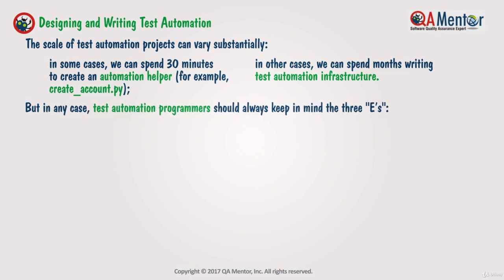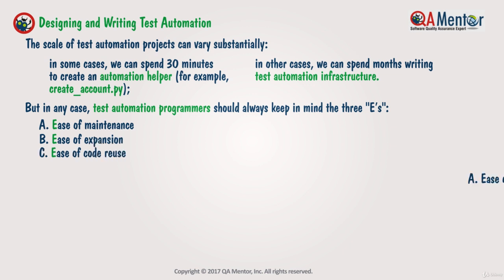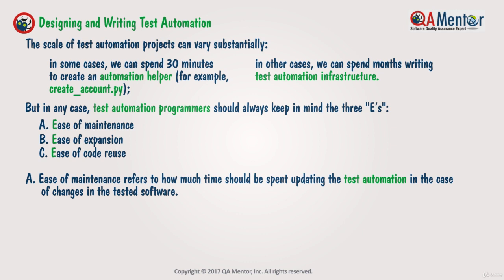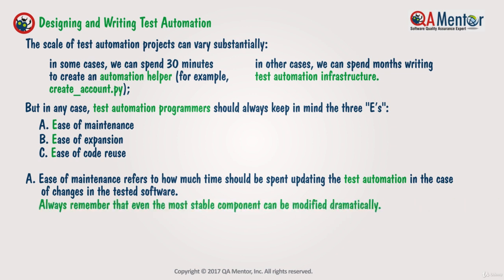automation programmers should always keep in mind the 3 E's. A. Ease of maintenance. B. Ease of expansion. C. Ease of code reuse. A. Ease of maintenance refers to how much time should be spent updating the test automation in the case of changes in the tested software. Always remember that even the most stable component can be modified dramatically.